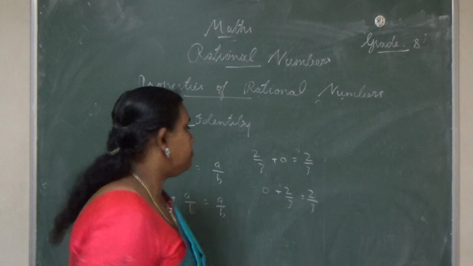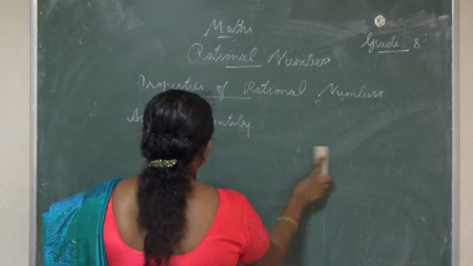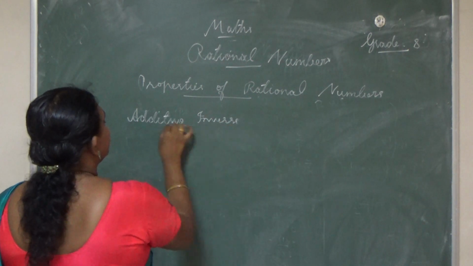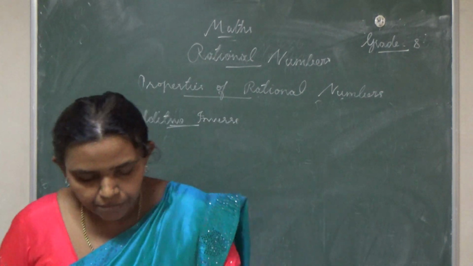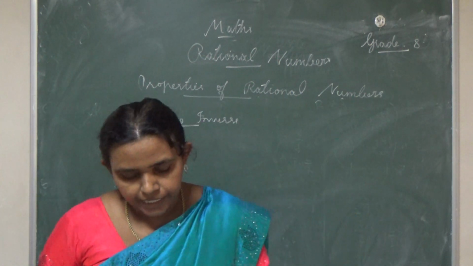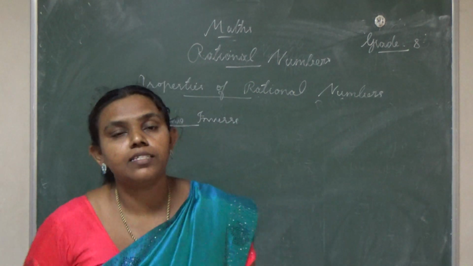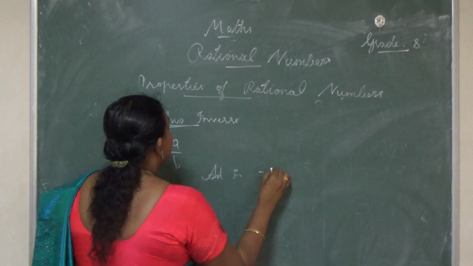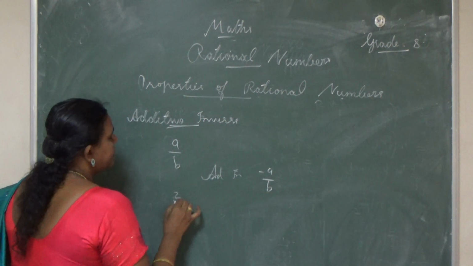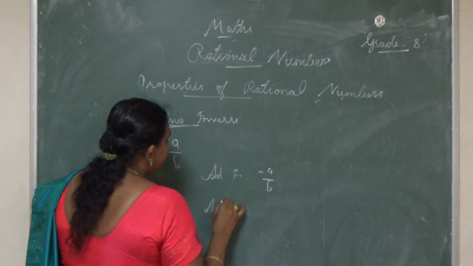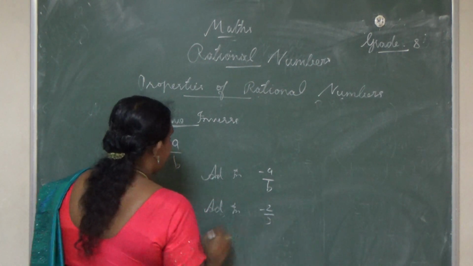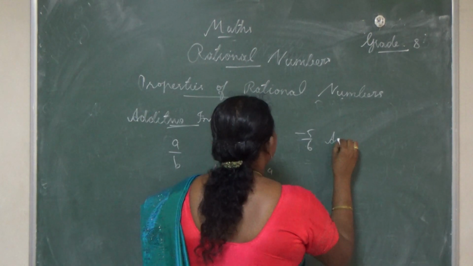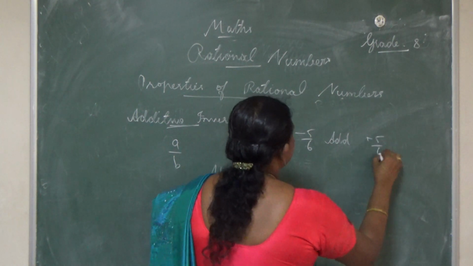Next, additive inverse. What is the additive inverse? If a by b is a rational number, then minus a by b is the additive inverse. For example, if 2 by 3 is a rational number, the additive inverse of 2 by 3 is minus 2 by 3. If minus 5 by 6 is a rational number, then the additive inverse is plus 5 by 6.